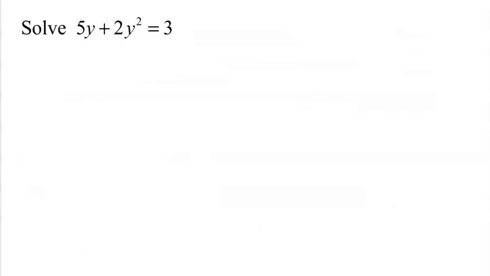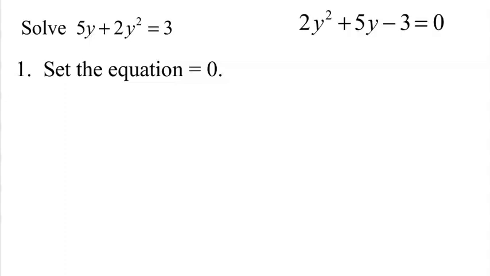Our next problem is to solve 5y plus 2y squared equals 3. Our first requirement is to set the equation equal to 0. So I'm going to subtract 3 from both sides, but let's write it in the more standard order, the decreasing powers. So 2y squared will come first, then plus 5y, then minus 3 will give me 0.